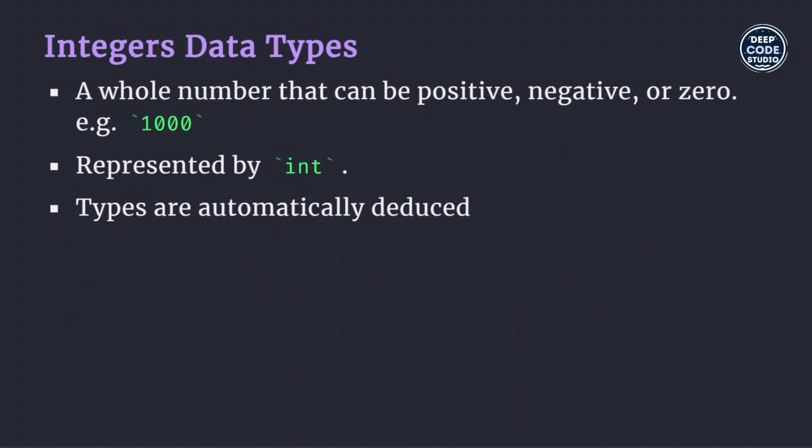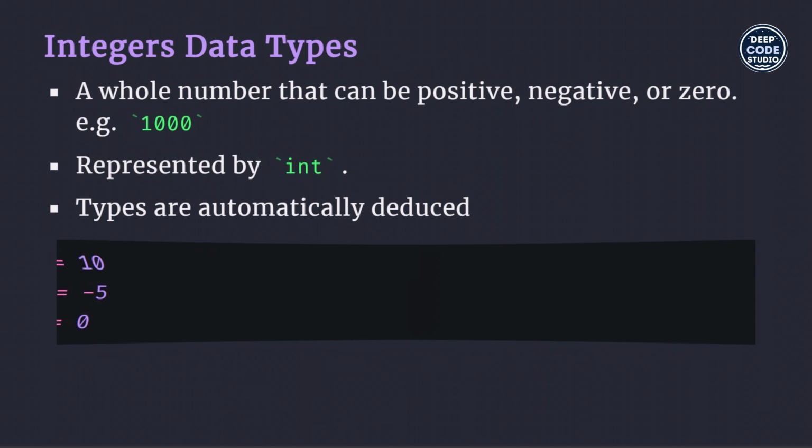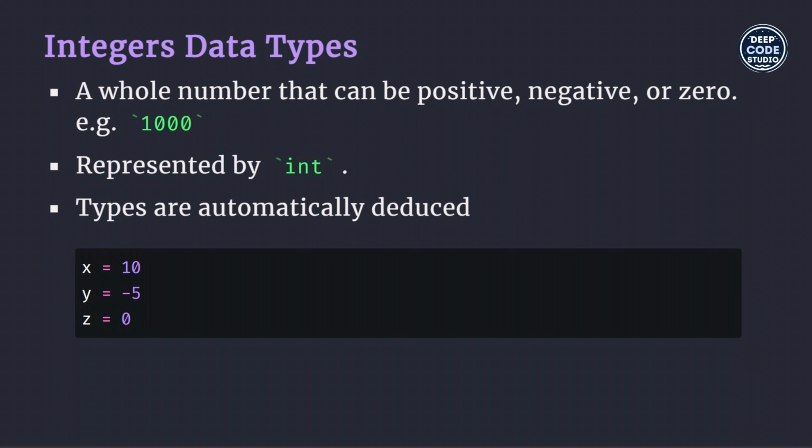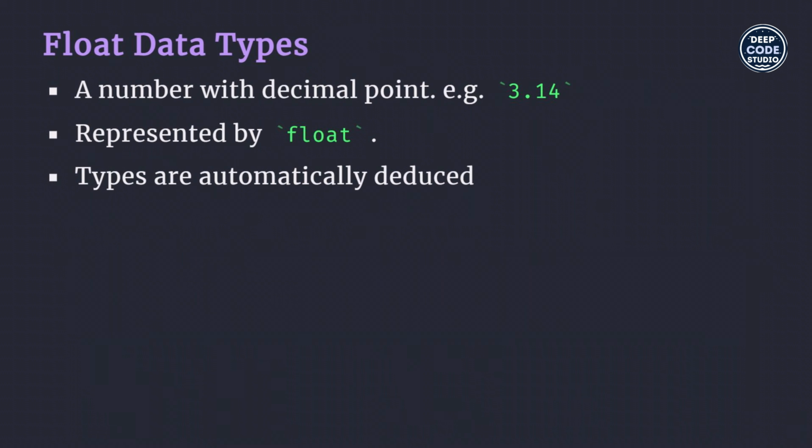Integers are your go-to for whole numbers, both positive and negative as well as zero. They are represented by the int data type in Python, but Python normally deduces it automatically. Here are some examples: x = 10, you don't need to specify that this is an int. Python will automatically tell that it is an integer. y = -5, you can assign negative numbers, and you can also assign 0, just like z = 0.